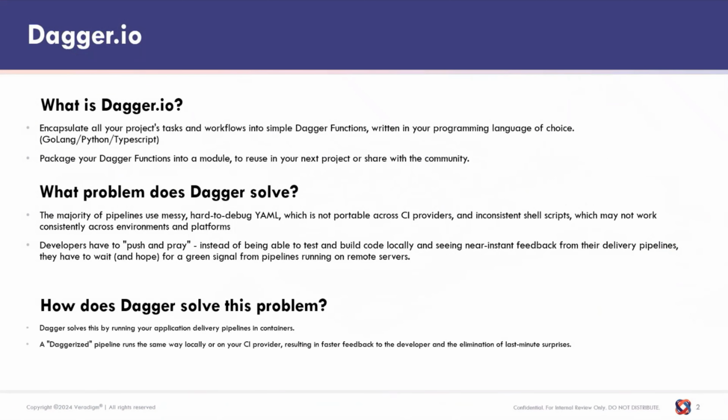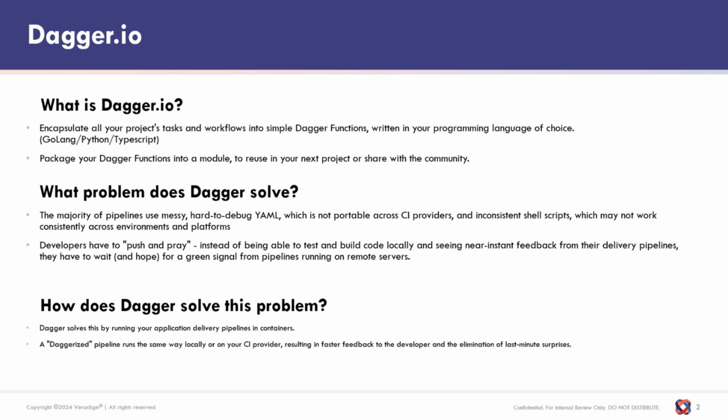So I just blatantly stole these right off their webpage because I'm not going to rewrite it when they have it perfectly succinctly done. So what is Dagger IO? They encapsulate all your project's tasks and workflows into simple Dagger functions written in your programming language of choice. When they say language of choice right now, they support Golang, Python, and TypeScript. And then behind that, they package your Dagger functions into a module to reuse in your next project or share with a community.